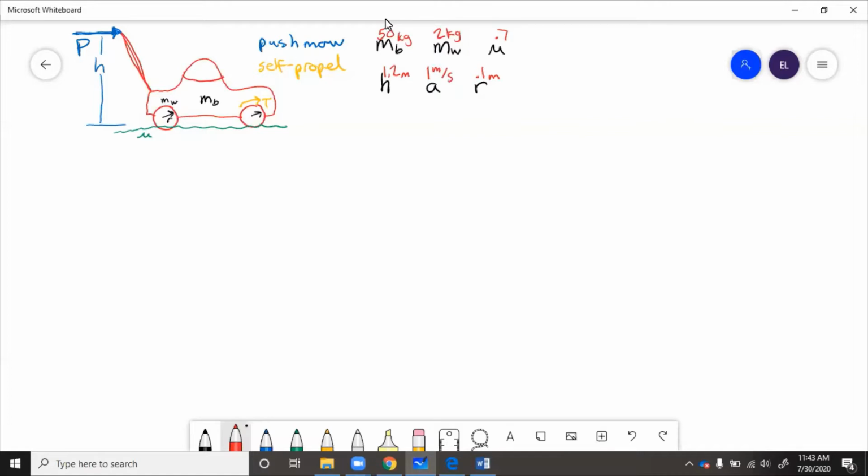There are some different things we can calculate here. The easiest way for the person is when the lawnmower is doing self-propel. So first we're going to calculate the torque required on the wheels for self-propel, when the person doesn't have to do anything. Next, we'll calculate, if you're using the mower as a push mower, with what force you have to push to get that same acceleration.